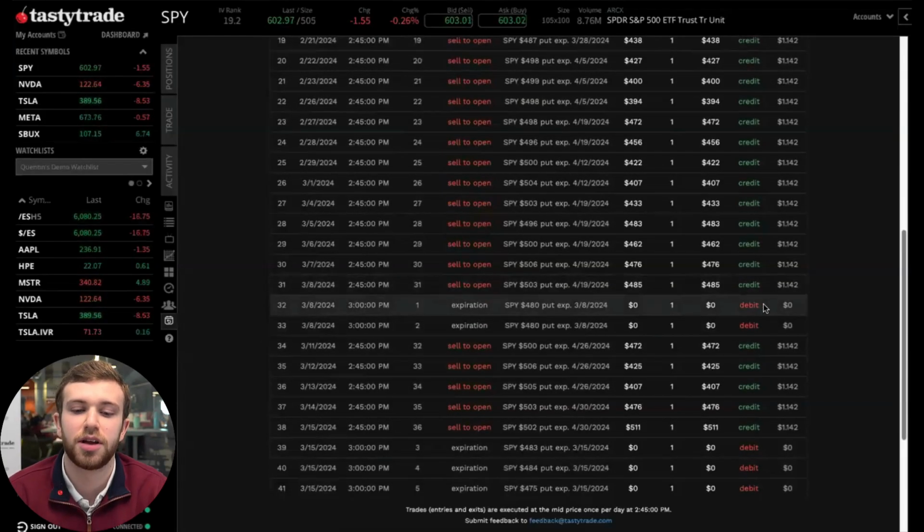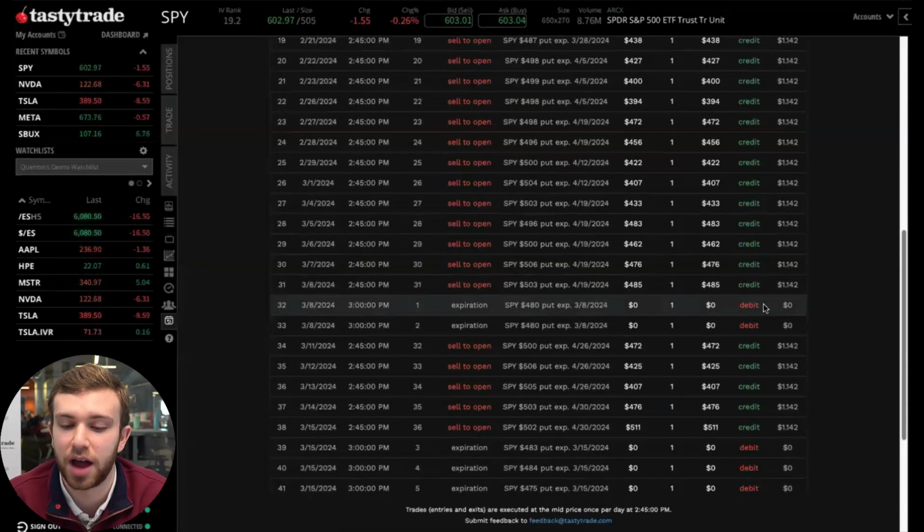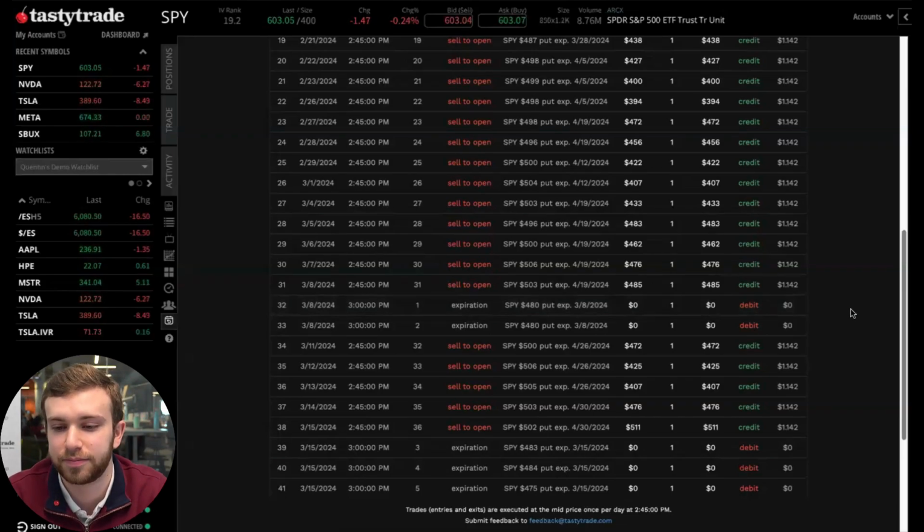And then here, this shows a put that has expired. This would show a debit of 0 just because it expired worthless. And that would show that it expired out of the money and you get to keep the full credit that you received for selling the option.